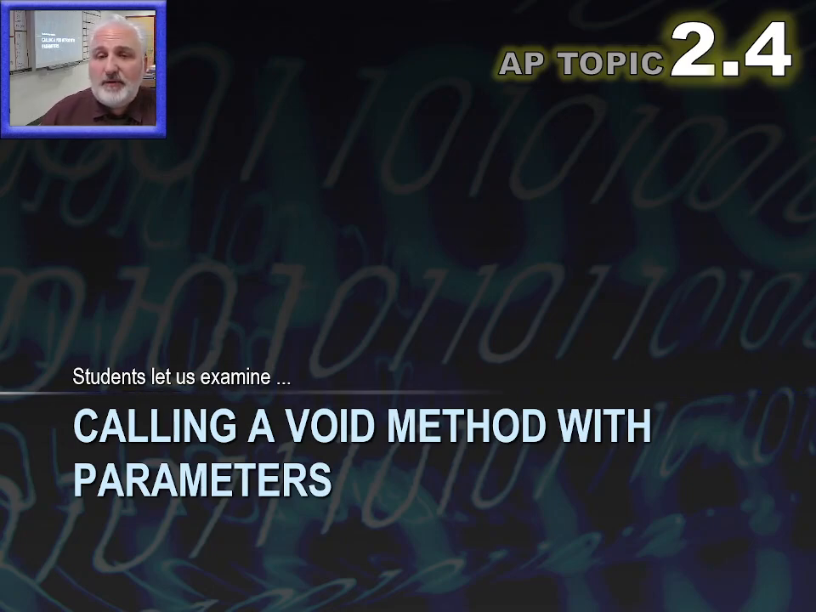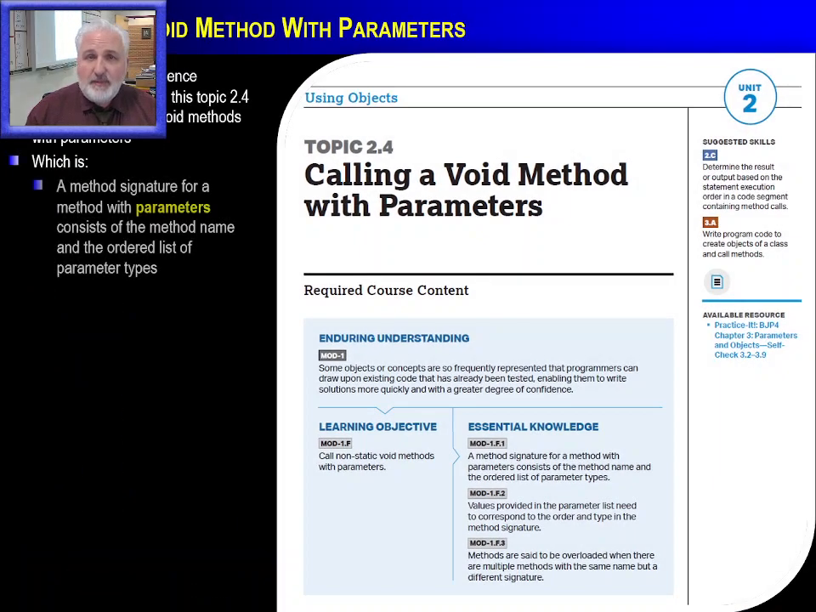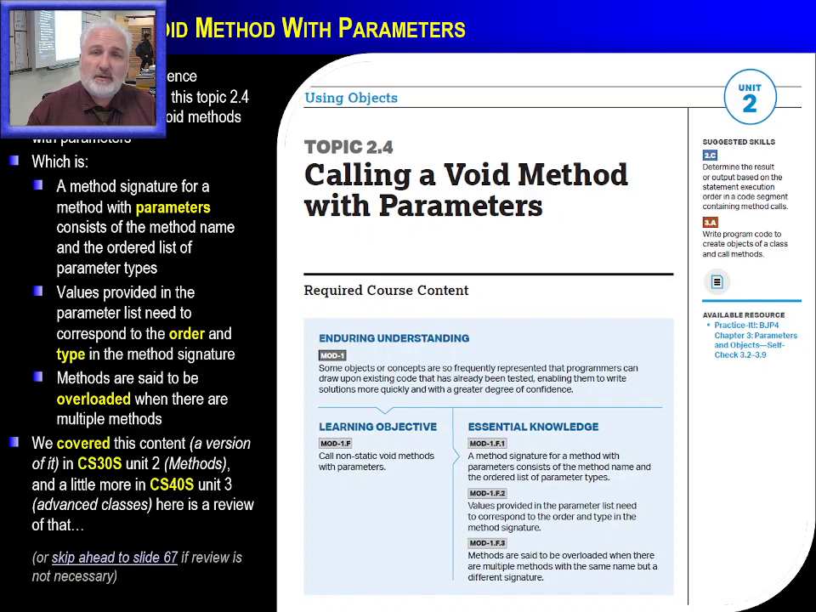AP Content 2.4, calling a void method with parameters. Let's continue with section 2.4. This is more about methods, but the AP defines a method signature for a method with parameters as consisting of the method name and the ordered list of parameter types. Values provided in the parameter list need to correspond to the order and type in the method signature. Methods are said to be overloaded when there are multiple methods with the same name. So that's what's defined in the AP curriculum.